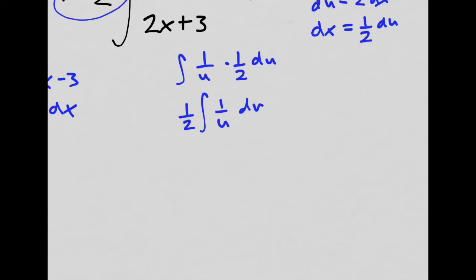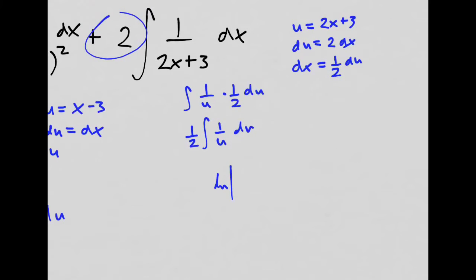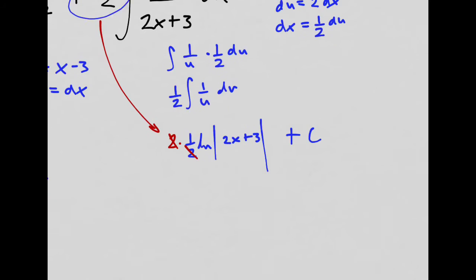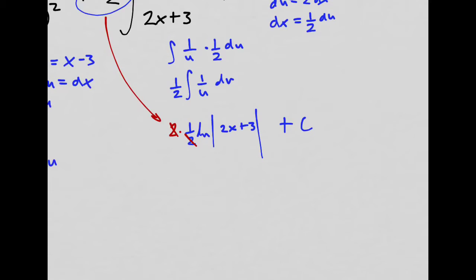This one is the natural log of the absolute value of u, but u is 2x plus 3. So that's nice. And I'll put the plus c because that was at the very end. I still have the 1/2, but also the 2. Oh, that's nice. That's very nice. So really, this comes out to be the natural log of 2x plus 3 plus c.